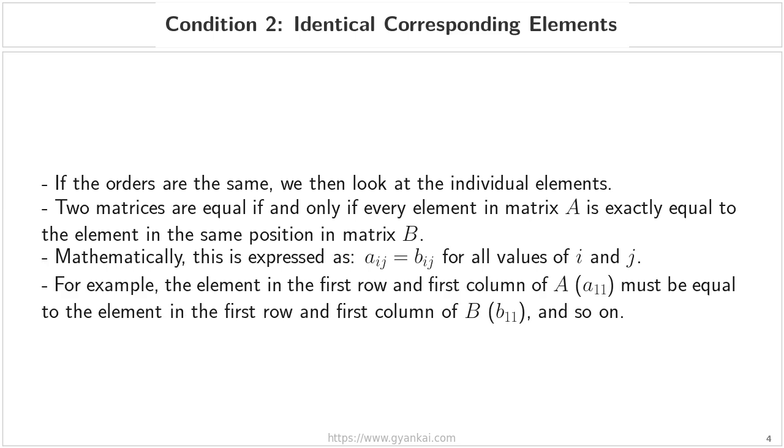To put this into perspective, the element located in the first row and first column of matrix A, which we denote as a 1,1, must be exactly equal to the element in the first row and first column of matrix B, denoted as b 1,1. This same rule of correspondence must hold true for every other position across both matrices.